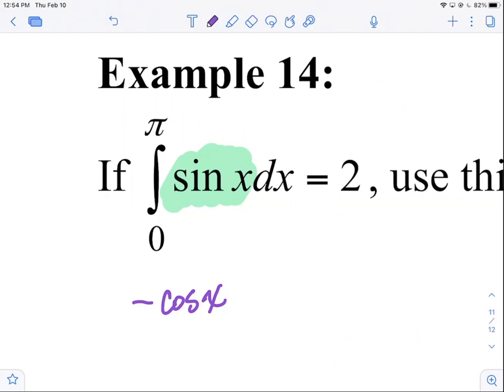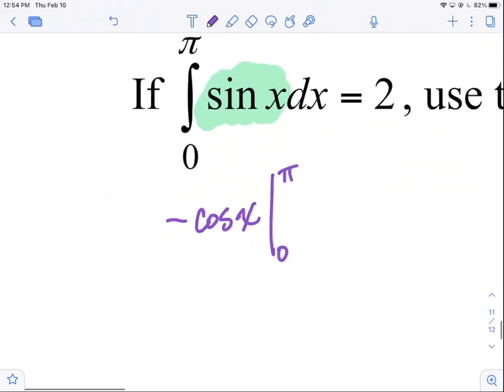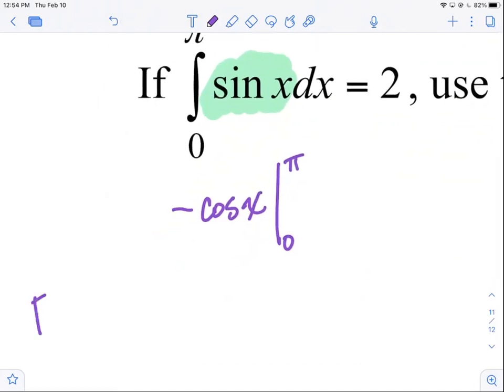You don't even need to use the plus c because it's going to cancel. So what we do then is we put this evaluation bar on the back end, and we read that as evaluated from 0 to pi. Now, the fundamental theorem of calculus says this. This is the fundamental theorem of calculus. It's in the next section.